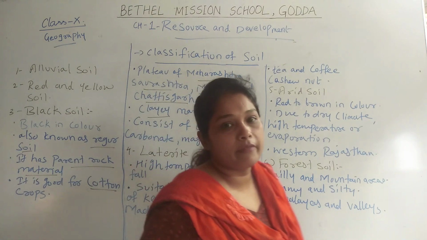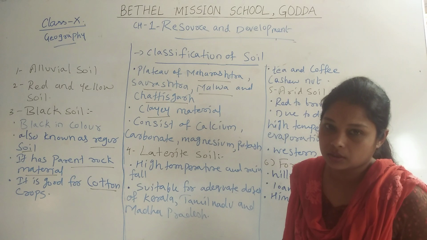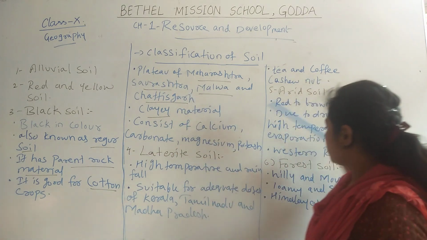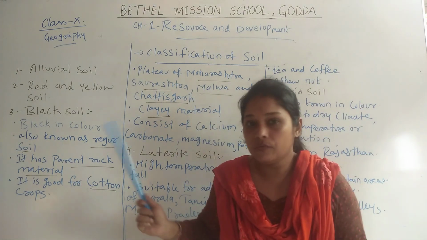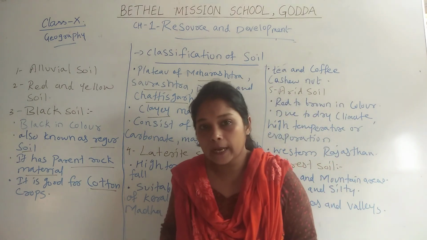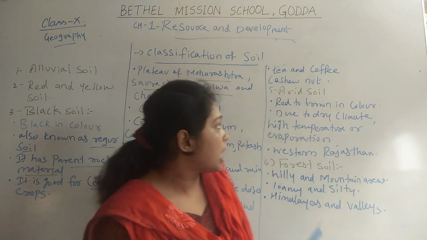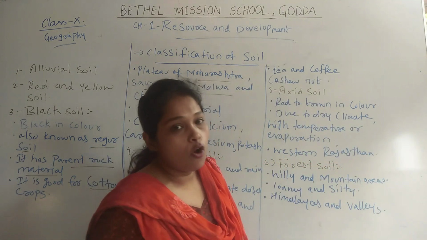So, once again we will revise. In today's video, we have learned about the classification of soil. There are 6 types of soil: alluvial soil, then red and yellow soil, then black soil, then laterite soil, then arid soil and forest soil.